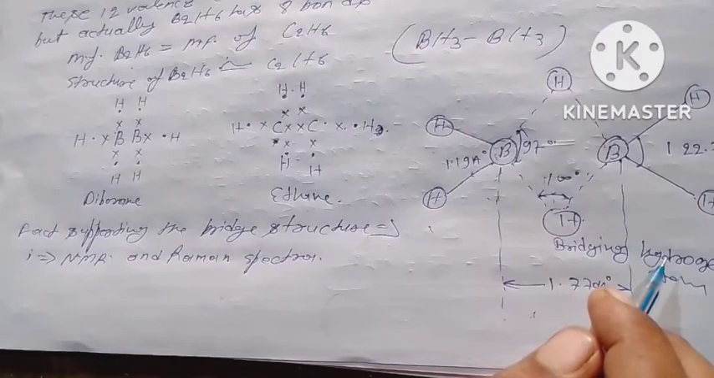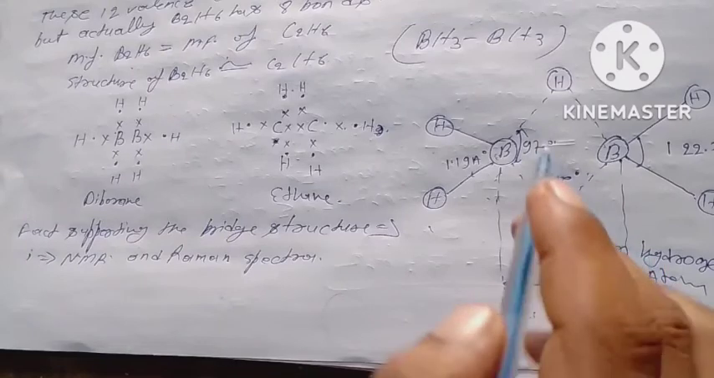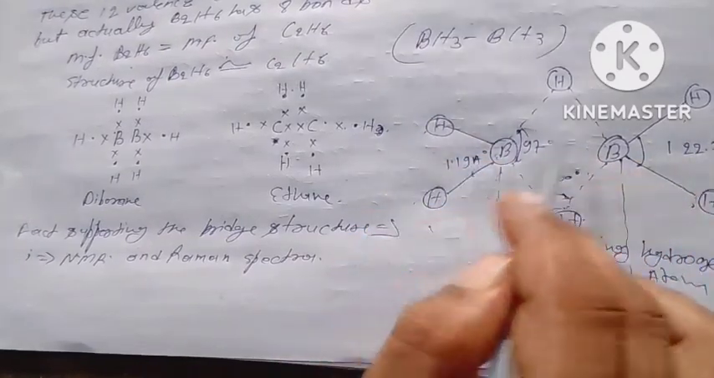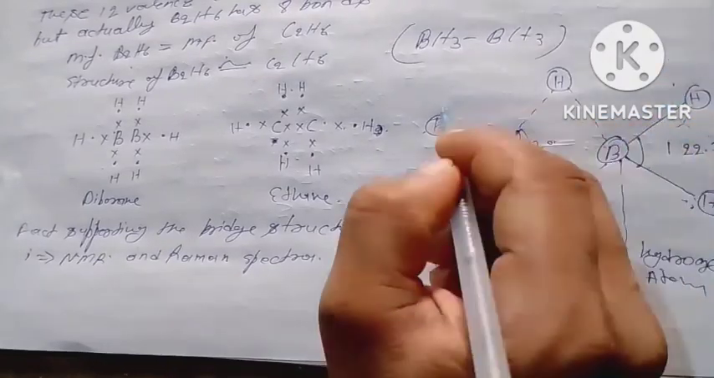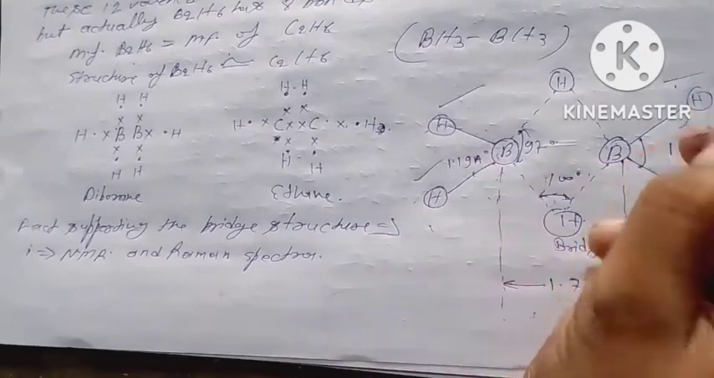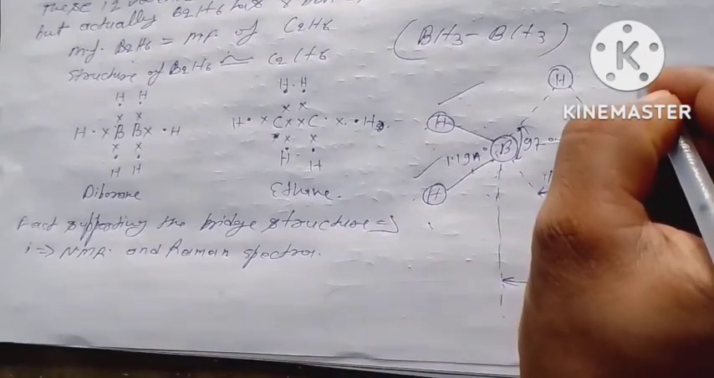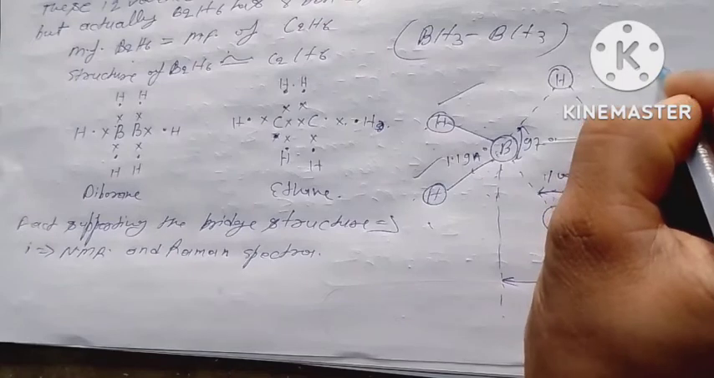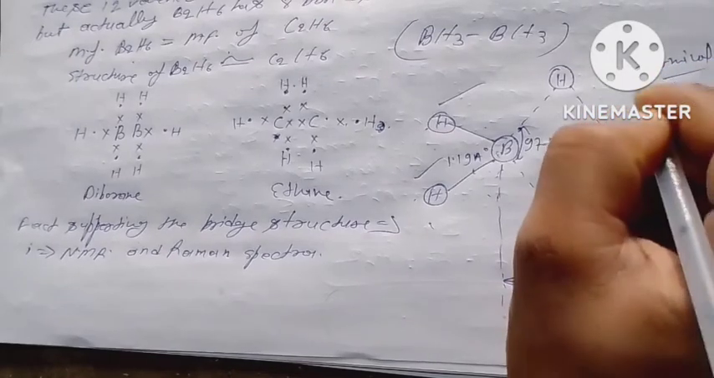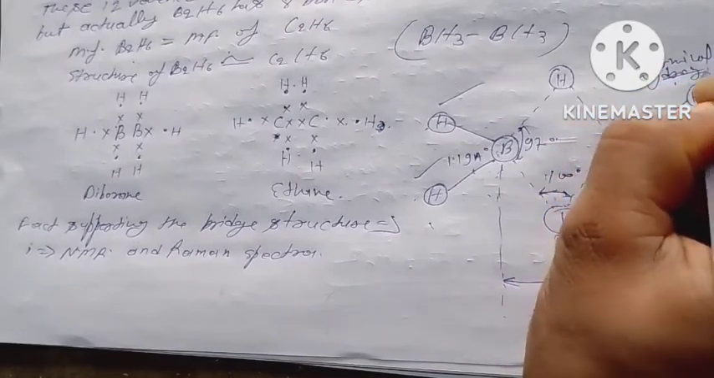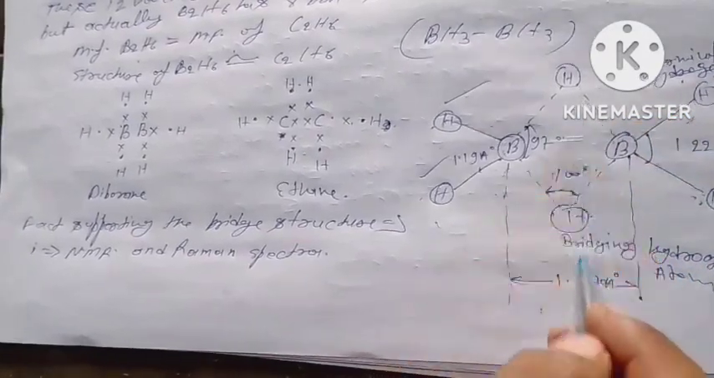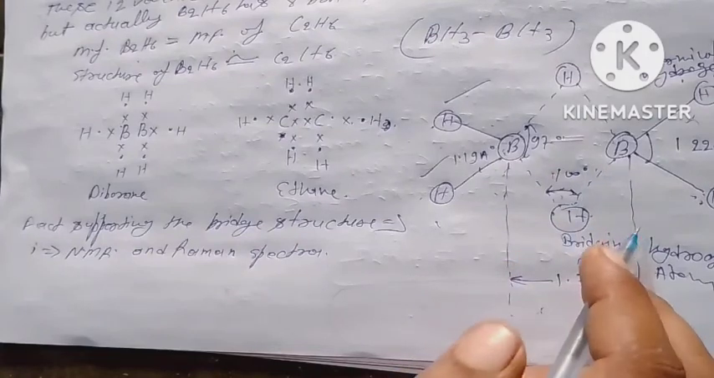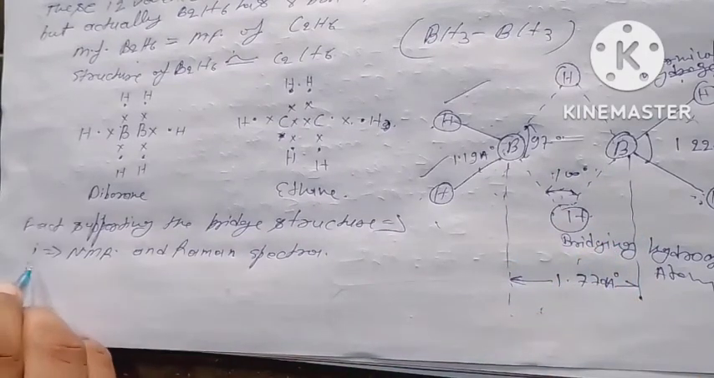Okay, and the 4 hydrogen atoms of the same type, which lie at both ends of the structure, are called terminal hydrogen atoms. This is also known as a terminal hydrogen atom, and this is called a bridging hydrogen atom. Okay. Second point.